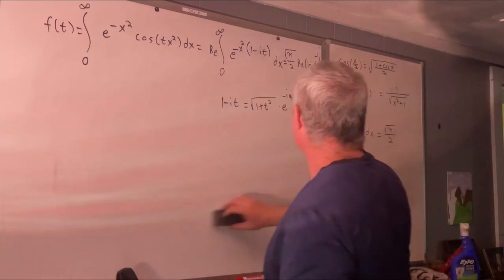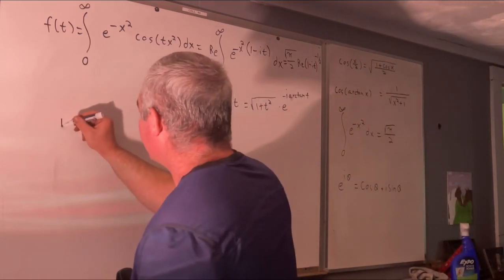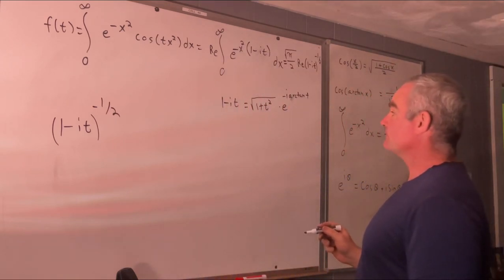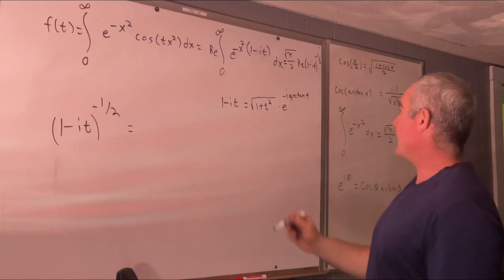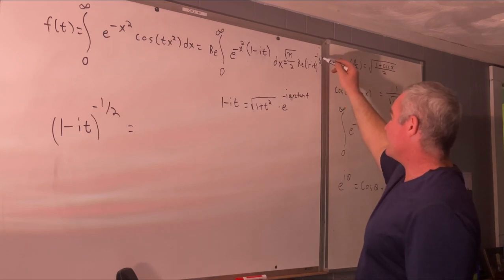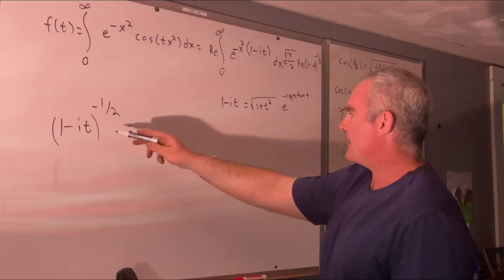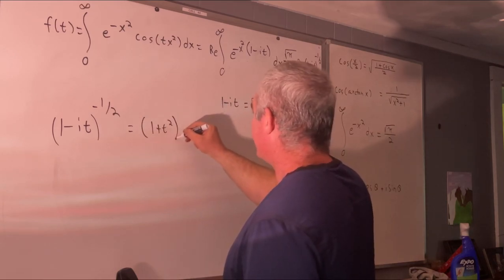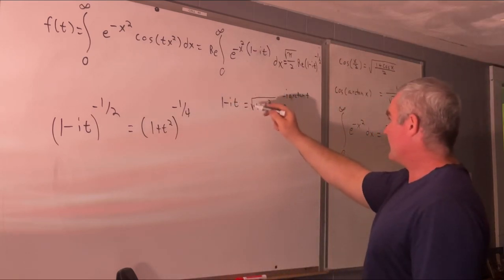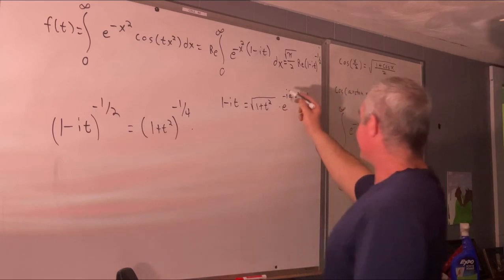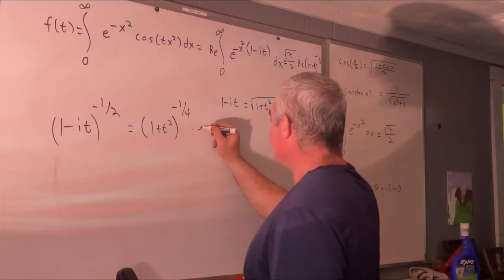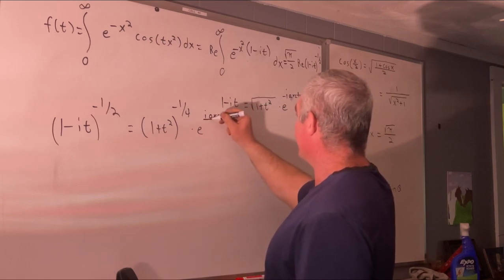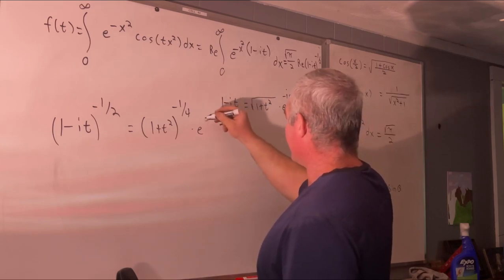Okay. Well, so given that, let's go ahead and find out what 1 minus it to the negative 1 half is going to be equal to. Well, it's going to be equal to this side to the negative 1 half. And you see, we actually want 1 minus it to the negative 1 half. All right. So 1 minus it to the negative 1 half is equal to this part to the negative 1 half. Well, that's going to give us 1 plus t squared to the negative 1 fourth, right? And then times this thing to the negative 1 half. So we're just going to have e to the negative times a negative is a positive, i arctangent of t over 2. And I'll put that i outside the fraction. There we go.